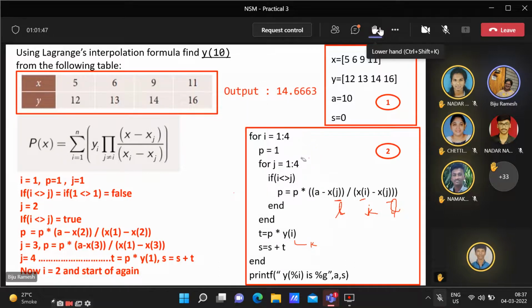I've just written one form of it. Of course, this logic will not change because you have to apply this formula. You cannot have another logic for this, because we have done the maximum optimization for the logic. This is the simplest logic that we can apply. You can take a screenshot of this. This is for Lagrange's.